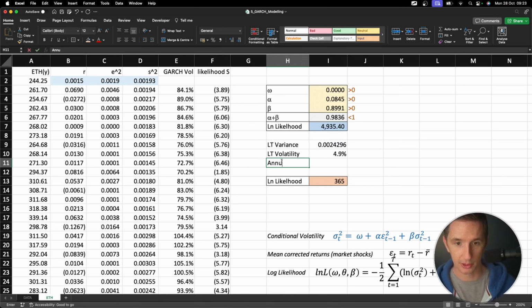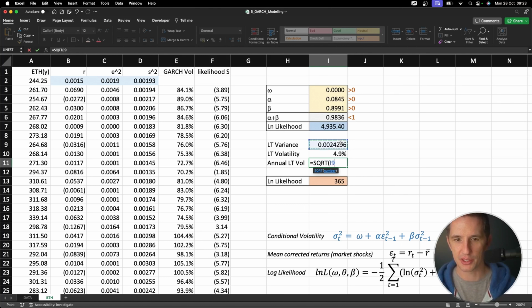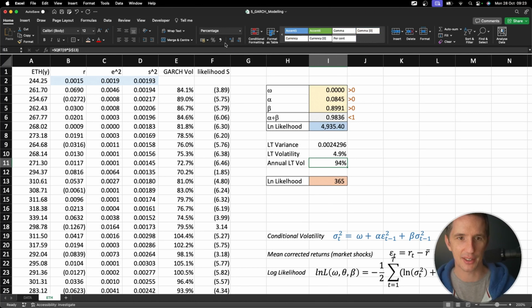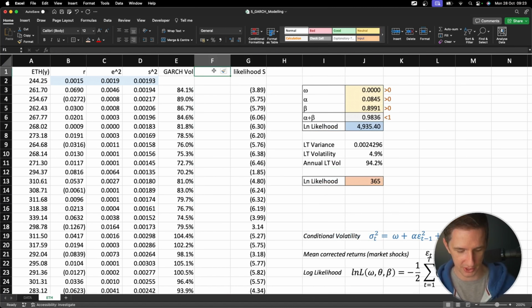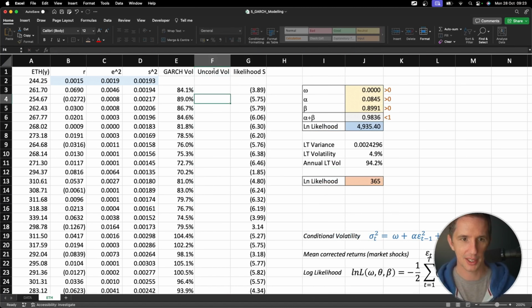And so the annual long-term, or what we also call the unconditional volatility. This unconditional volatility is that average volatility that the GARCH model is moving around. That's going to be equal to the square root of this long-term variance multiplied by 365. Let me close the brackets there. And we can see that the overall average volatility over this long period of time for Ethereum is 94.2%. So I'm going to call this our unconditional volatility, and that's equal to this 94.2% over here. I'm just going to drag that down.